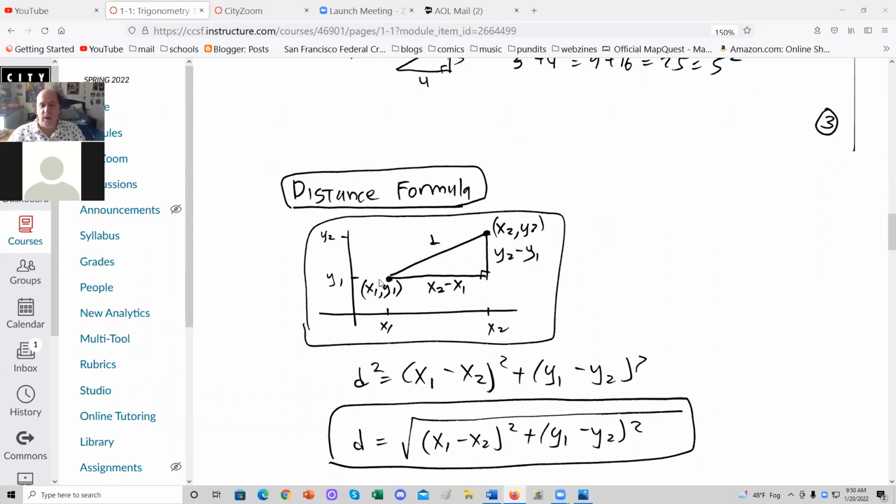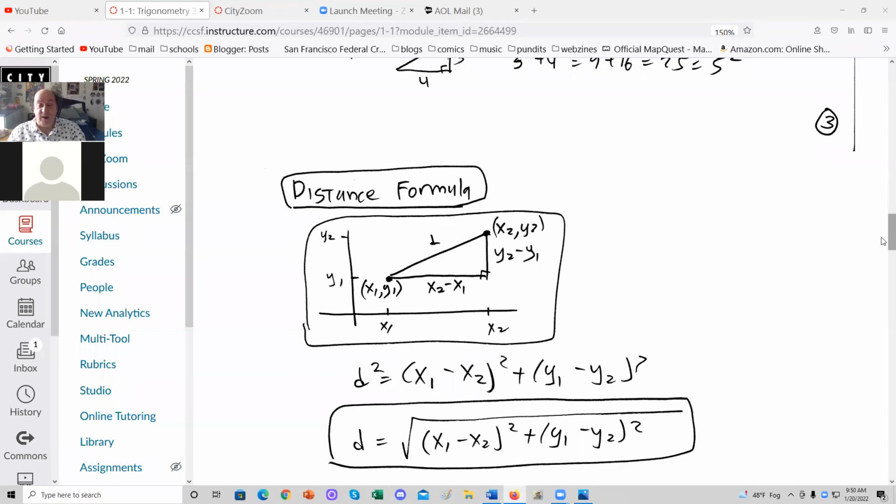Okay, first, between this point x1 and this point with x coordinate x2, this distance is the difference x2 minus x1. This point is at height y2, this one is at height y1. So this vertical distance is y2 minus y1. So we have a right triangle with sides x2 minus x1, y2 minus y1, and d.